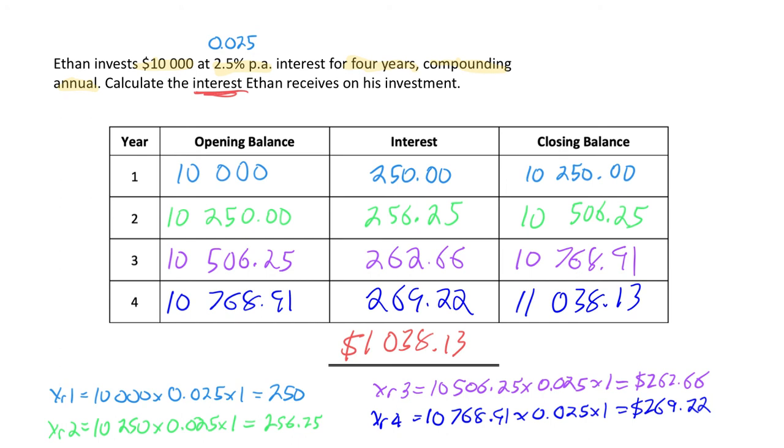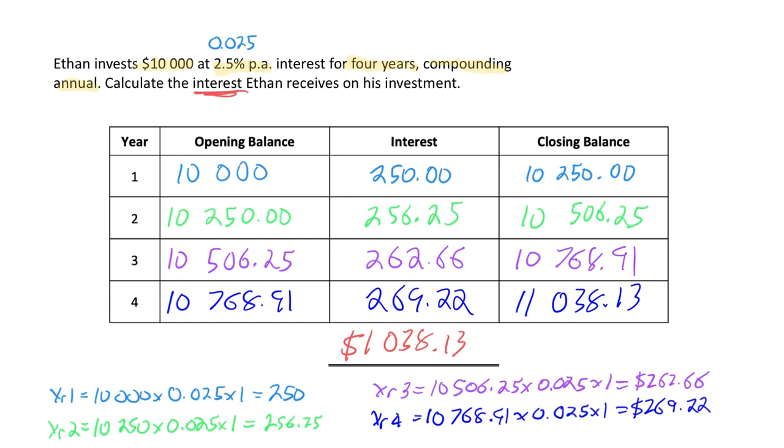Because if you've made an error and your interest amount isn't increasing every year, you need to go back and have a look for where you made that mistake. So here we can see that our interest amount is increasing roughly by $6 every year. So that looks the way we would expect it to look.